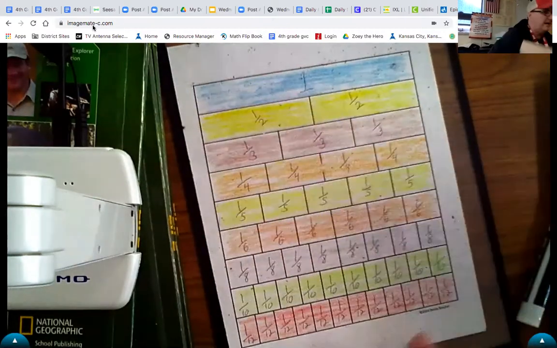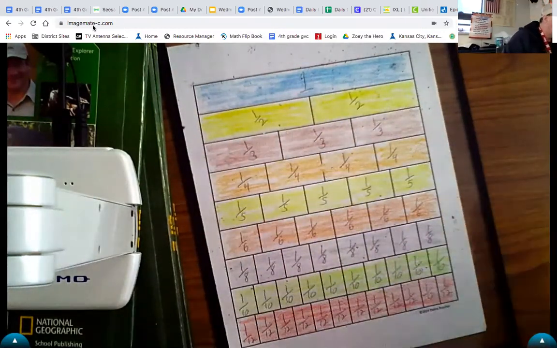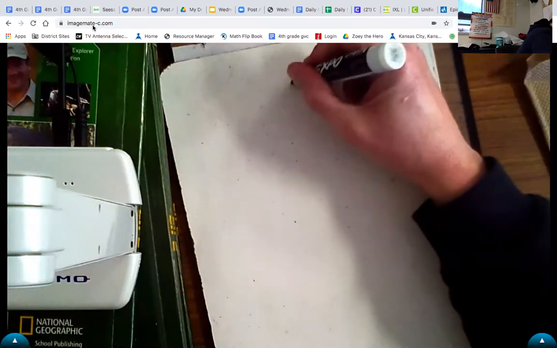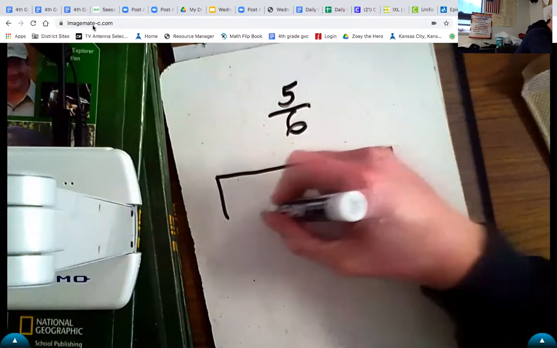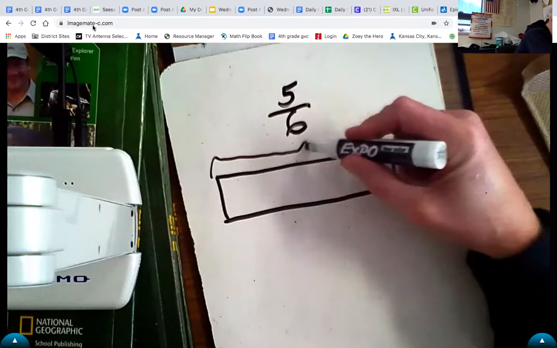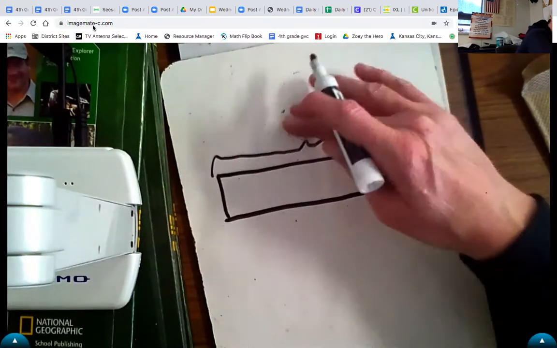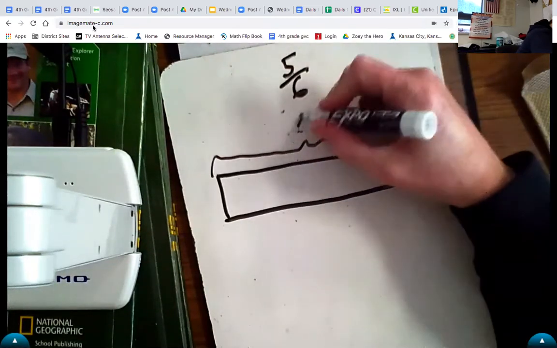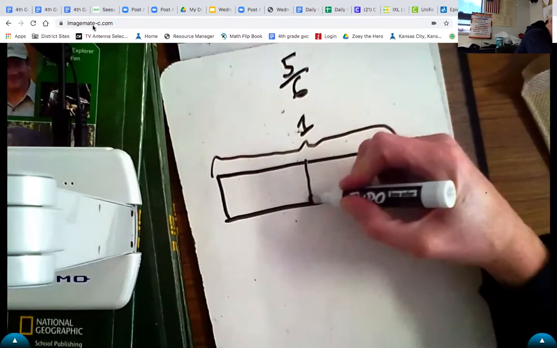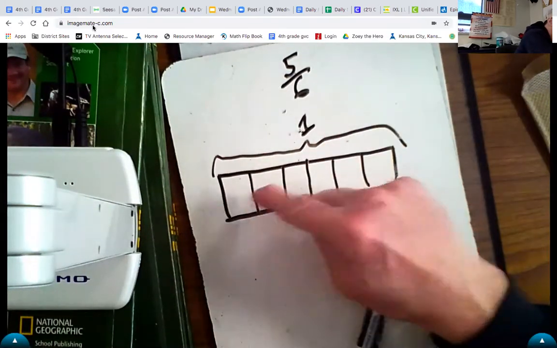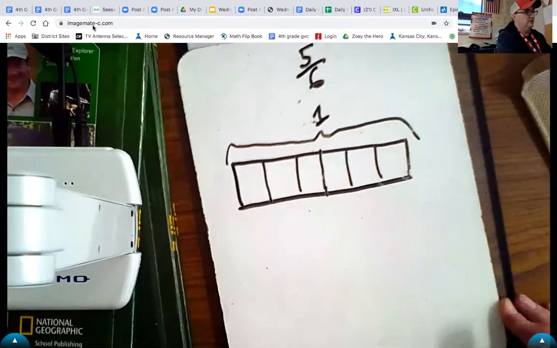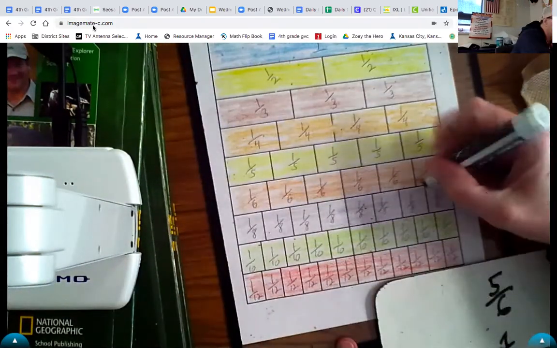So let's do a different fraction. Let's do, how about 5/6? All right, 5/6. So if we have our rectangle, well, if this is one whole rectangle, right? Let's get the 5/6 out of the way. That's one whole rectangle. Let's split it into 6 equal parts. 1, 2, 3, 4, 5, 6. And on here, we want to show 5/6 like this.